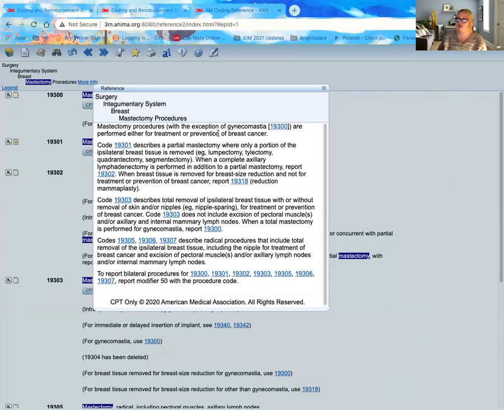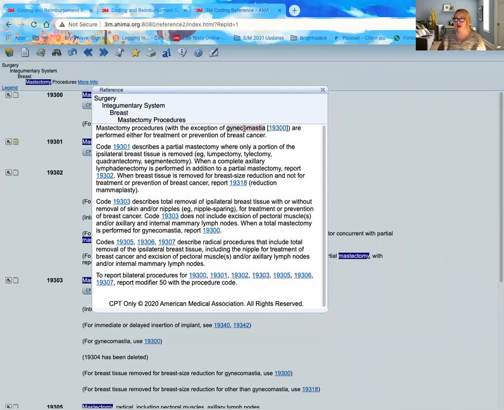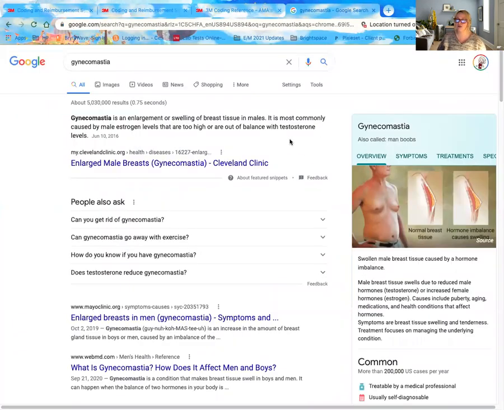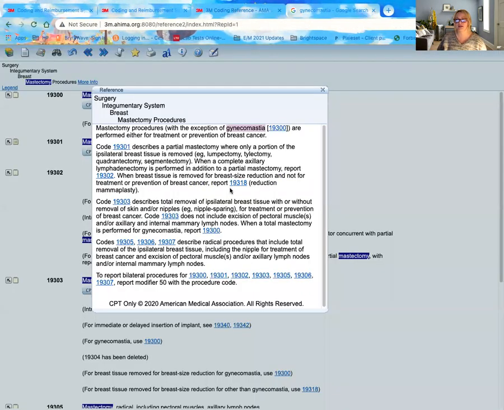Mastectomy procedures, with the exception of gynecomastia, are performed for either treatment or prevention of breast cancer. And yes, that would apply to our patient. Good. If I was looking at gynecomastia, I would look at 19300. If I was not sure what that term means, I can Google it, and I should Google it to make sure that it's not pertaining to patients who had breast cancer while pregnant. In this case, I would find the medical term right away, which is talking about swelling of breast tissue in males. That would help me to identify that this does not apply to my patient.